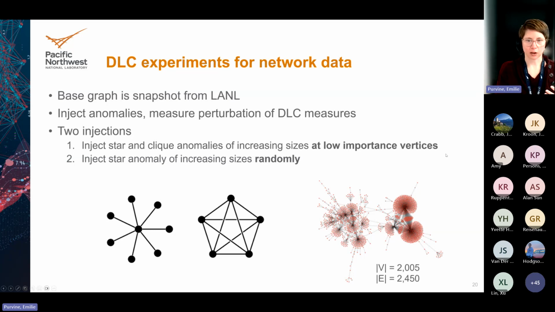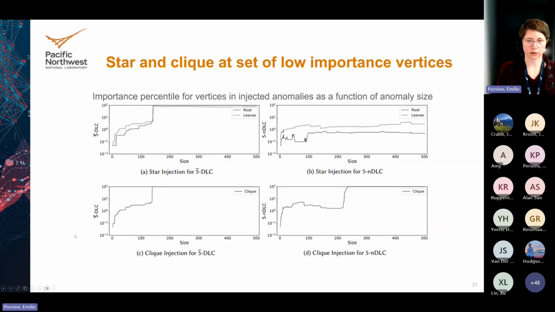So first we did this at low importance vertices. We computed all of the importance scores, the DLC scores, for the base graph, and then we picked some of the low importance vertices to inject the anomalies at. And a lot of the vertices are low importance. And then we did another experiment where we injected just the star of different sizes randomly throughout the network to see if we could also detect where that star was occurring. So I'll just show you briefly what those results looked like.